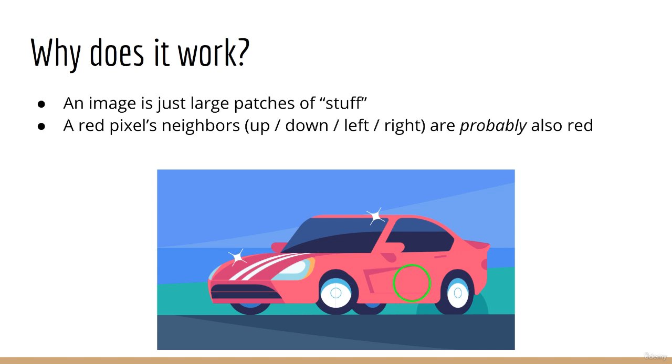The intuition behind why this works is that if you consider what an image looks like, an image is just large patches of stuff. What I mean by that is, each pixel is likely to have a similar value to its neighboring pixels. For example, suppose I'm looking at a red car. I find a red pixel. Now ask yourself, is the pixel above that also red? Yes. Is the pixel below that also probably red? Yes. The same can be said of the pixel to the left and to the right.